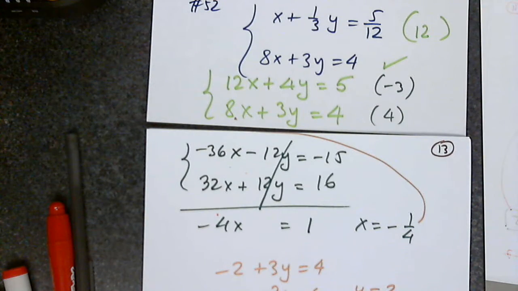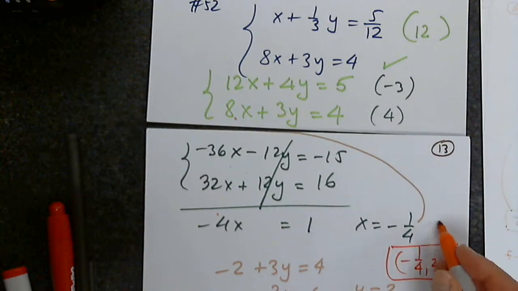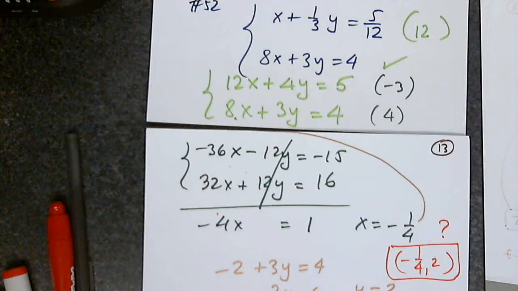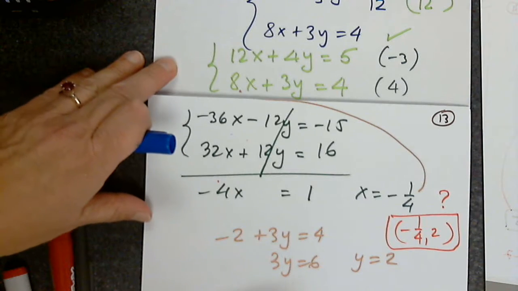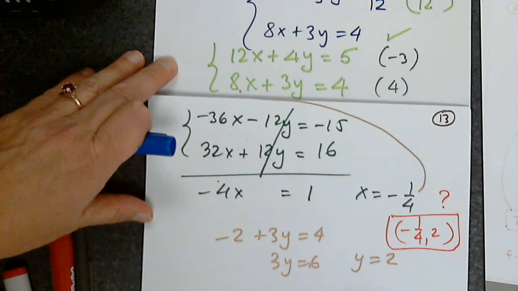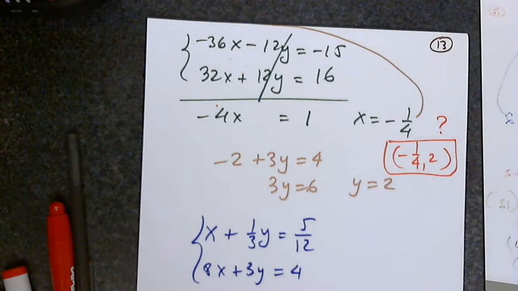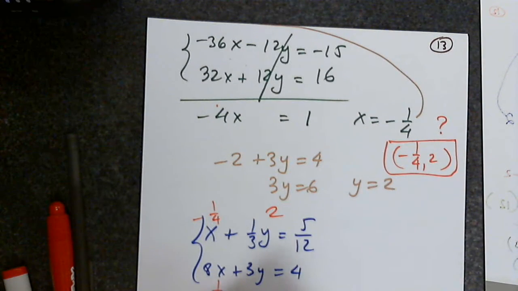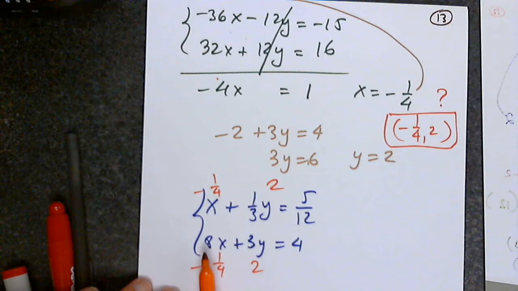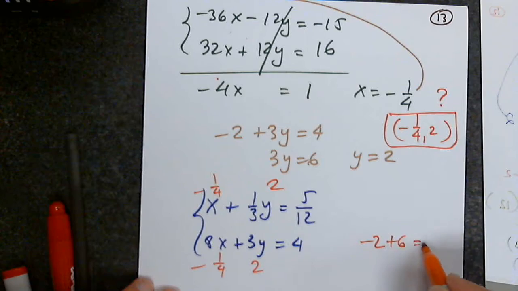It appears, I'm not sure yet, that we have negative 1/4 comma 2. Question mark, I haven't checked yet. So I have to go back to the original problem. I'm going to copy it here: x plus 1/3 y equals 5/12, and 8x plus 3y equals 4. So I'm checking the first one with negative 1/4 and 2. The second one is easier. 8 times negative 1/4 is negative 2, and this is plus 6, and that is indeed 4.